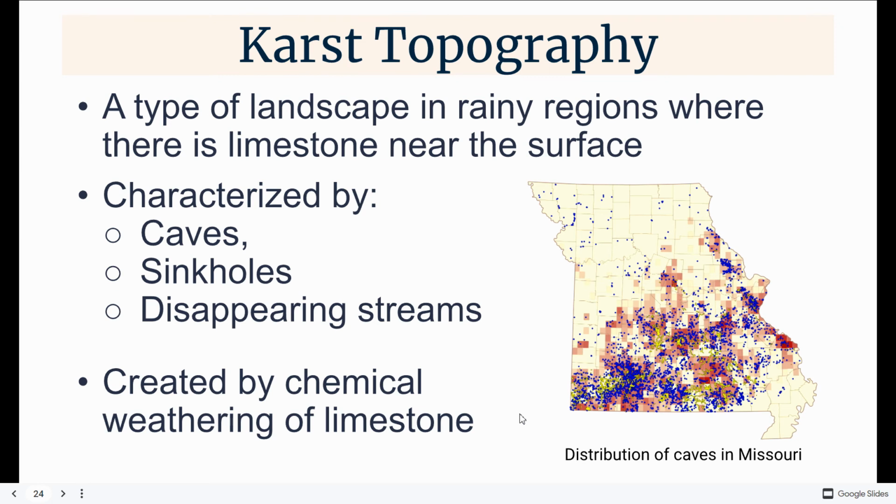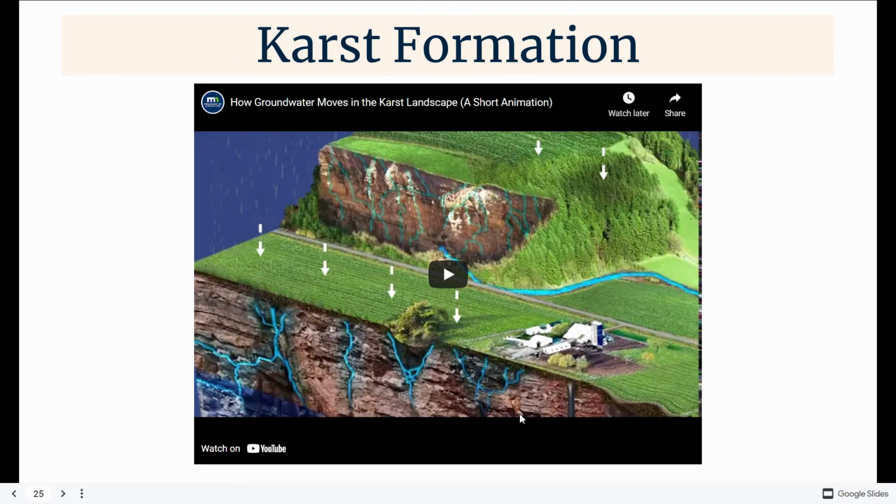So these are streams that actually run into a cave, and you don't actually see where it goes. You just see it disappear into a hole. These are created by the chemical weathering of limestone. So the acids in the water eat away and dissolve that limestone rock really, really easily. And again, when we talk about caves, you'll see some of this happening.